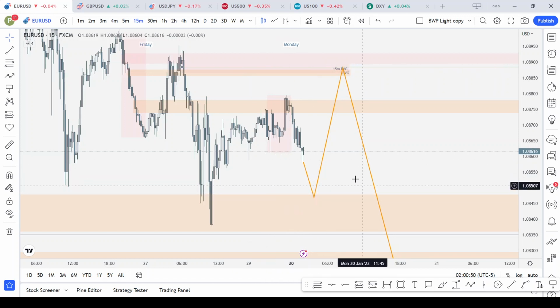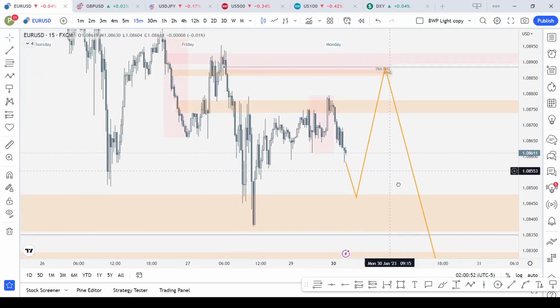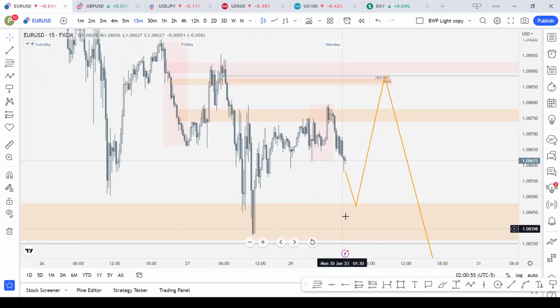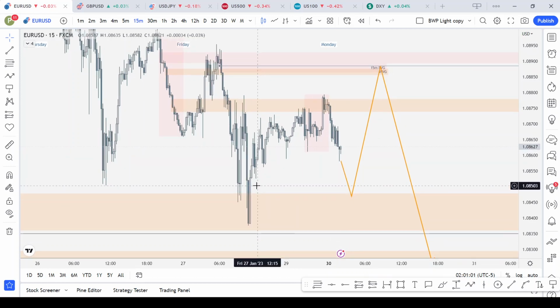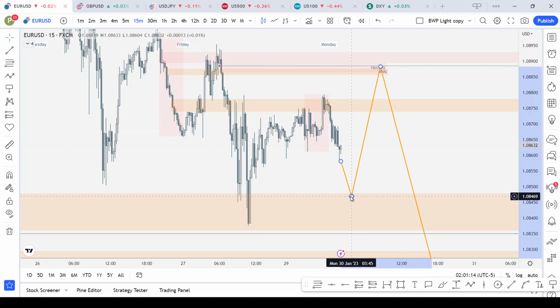This is what I think is likely, especially considering the fact that this is Monday. So I think that a bounce from here is very likely. A bounce from somewhere around this level, 1.08508, is very likely.